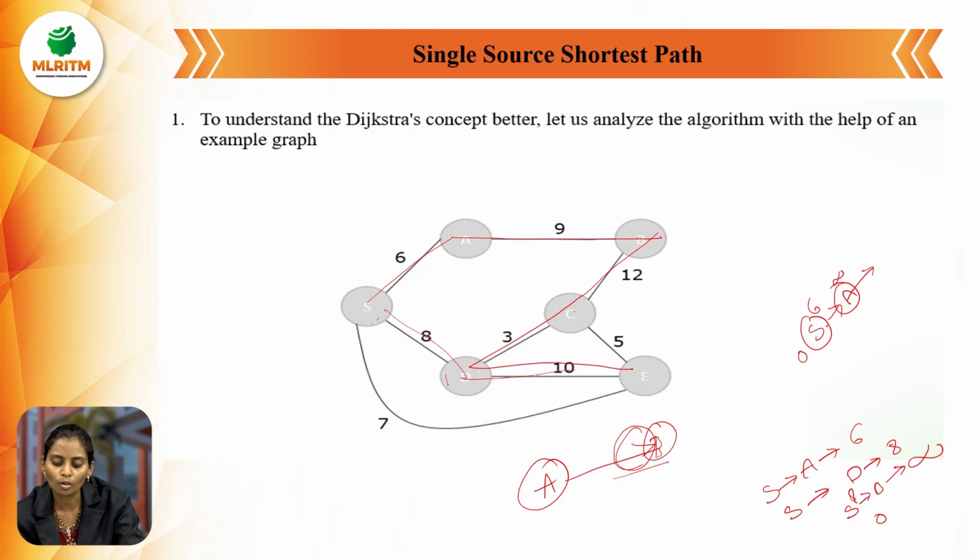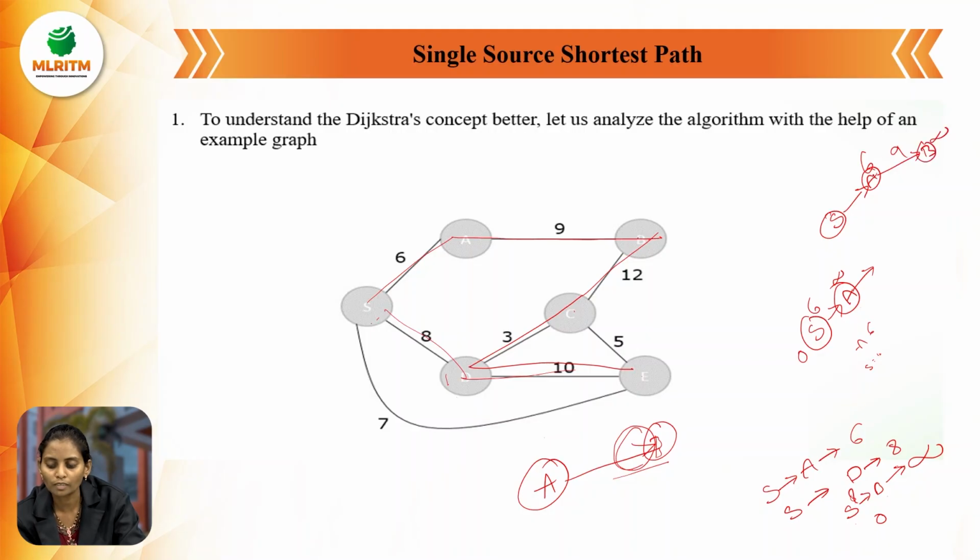Now when this cost is moved from S to A, the vertex A is allocated this 6 weight. So now the A weight will become 6 and the S weight will become 0. Again, from A to B, I am traveling. So now the cost is 9. Now the B weight is infinity.